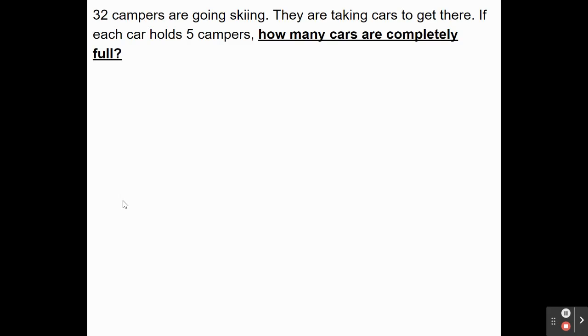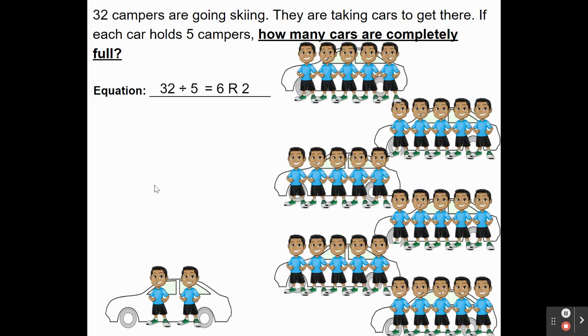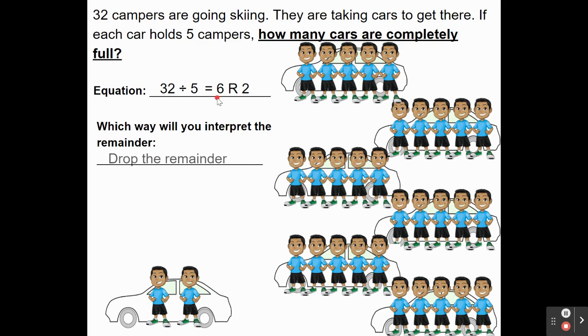Same scenario, but now it says how many cars are completely full? So the equation is going to be the same, 32 divided by 5, which is going to get our same quotient, 6 remainder 2. We can see that here because there are 6 cars, 1, 2, 3, 4, 5, 6, that are completely full, and 2 campers in this car that's not completely full. The question says, how many cars are completely full? Well, we can see on the right, there are 6 cars completely full. So if we look at our quotient, 6 is our quotient. So what we're going to do is drop the remainder. To answer the question of how many cars are completely full, there are 6 cars completely full.